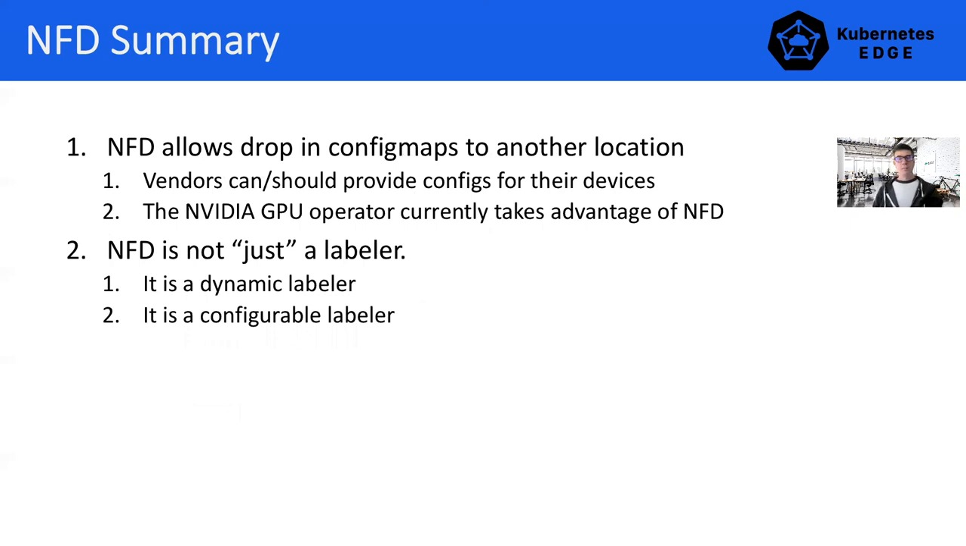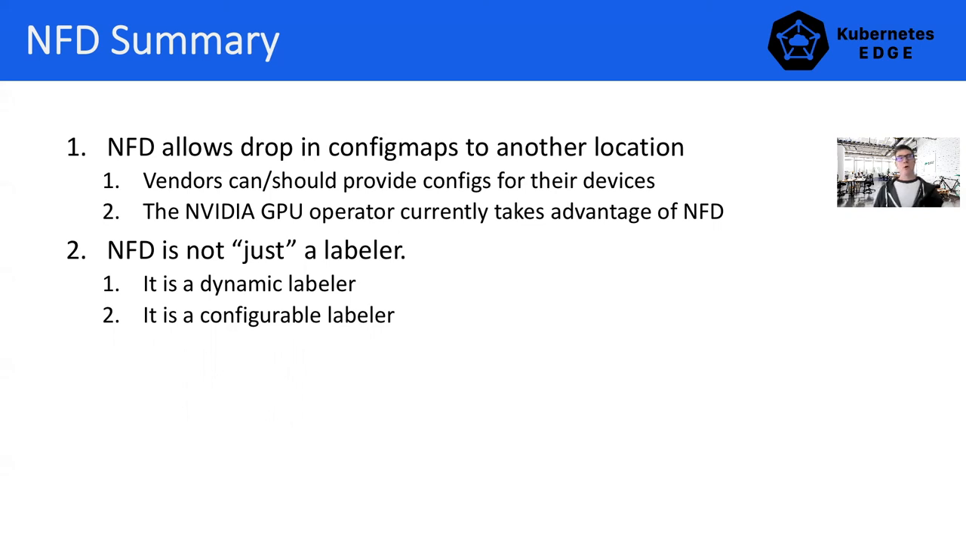Some more summary items. I didn't show this, but there is a mount in the container for uniquely named configuration files instead of the default NFD worker conf. So I was modifying the default configuration every time. It is possible to take snippets of that, put them in uniquely named files, and provide a configuration through this other directory.